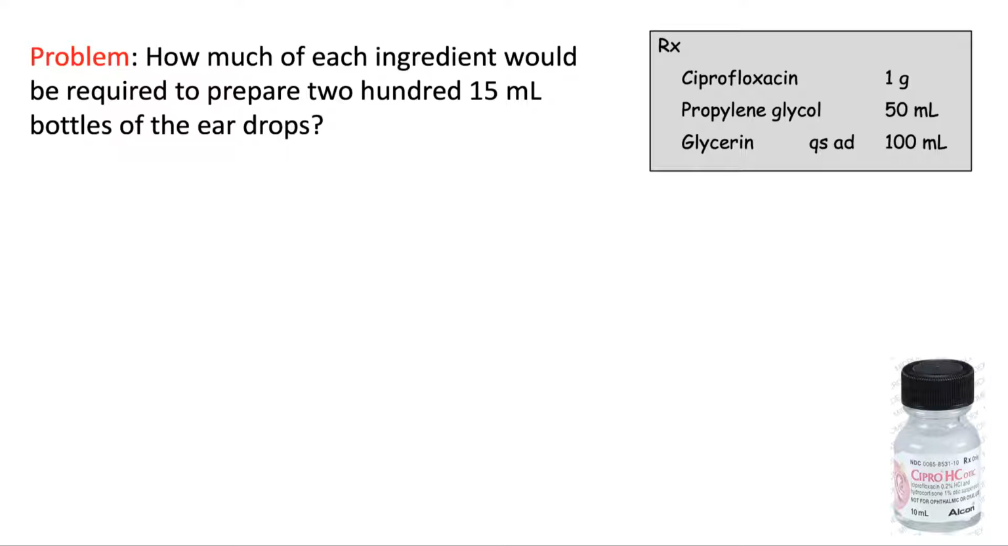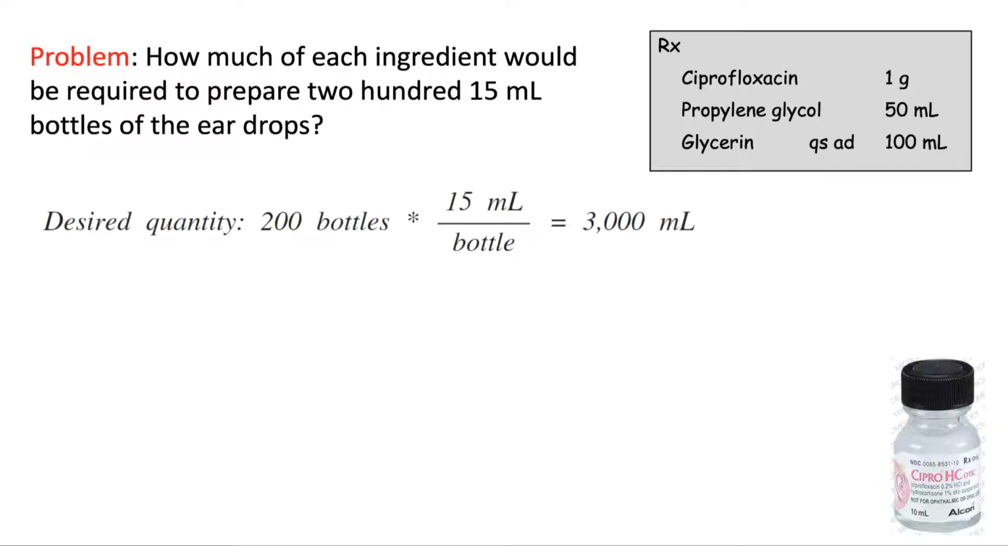Obviously that's not enough to prepare the amount that was requested in the problem. We want to be able to use that formula to prepare 200 15-milliliter bottles of these eardrops. So obviously, we're going to need to recalculate the amounts of each of these ingredients to create the batch that we want. So where do we start? Well, let's start by actually determining the volume of our batch. This idea of 200 15-milliliter bottles is too nonspecific. Let's calculate a definitive volume.